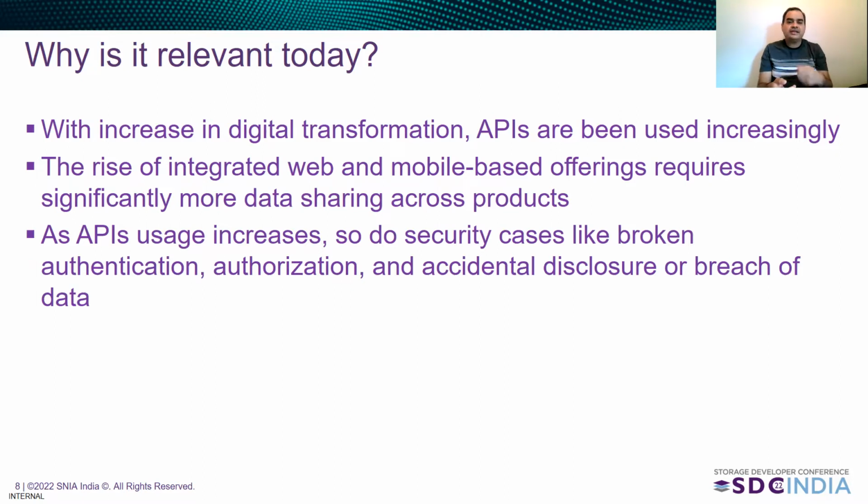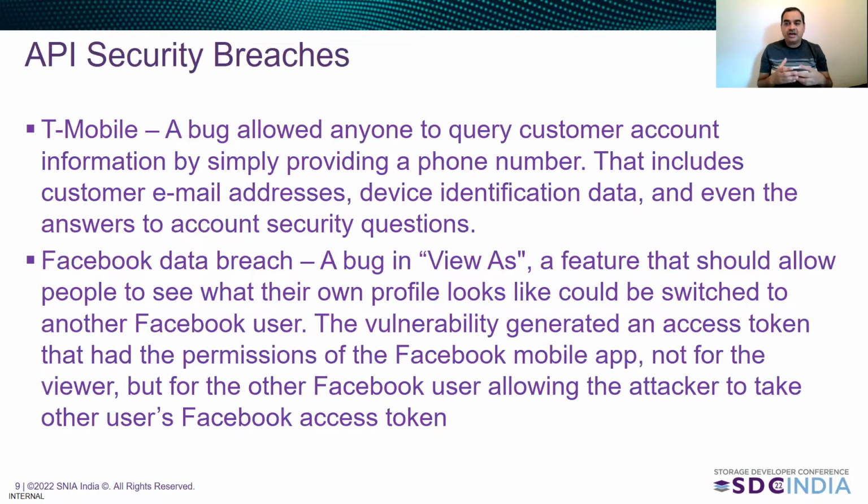But just to tell you that there is broken authentication, authorization, and accidental disclosure or breach of data. These are the common things that you would see normally when APIs get compromised, right? So with this, I will jump into a couple of examples of API security breaches.